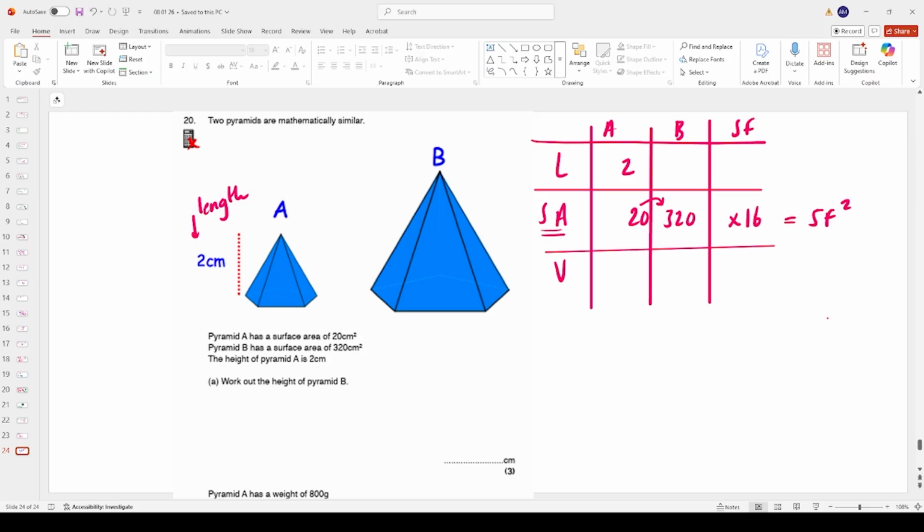So what's the scale factor? So SF is going to be the square root of 16, which is 4. Thank you, Jana. So this got times by 16. So this is we're timesing by what? By 4, right? 2 times 4 is 8. Let me know in the chat if that makes sense.